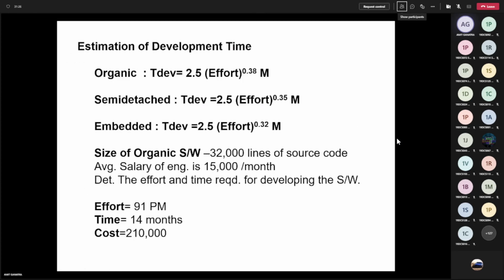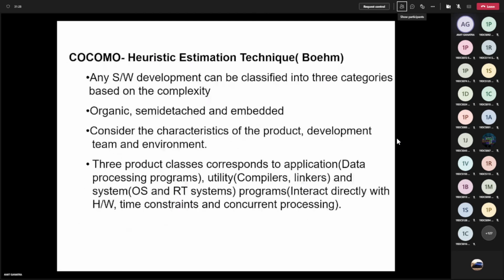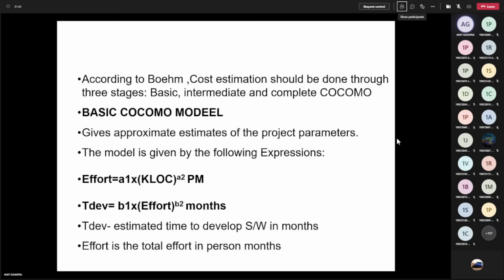So please see to it again. This cost of the software can be calculated with the help of the constructive cost model. It is called COCOMO, which was proposed by Boehm. Boehm has classified software into three categories: organic, semi-detached, and embedded. And per category, we have a different set of equations for effort as well as for development time.